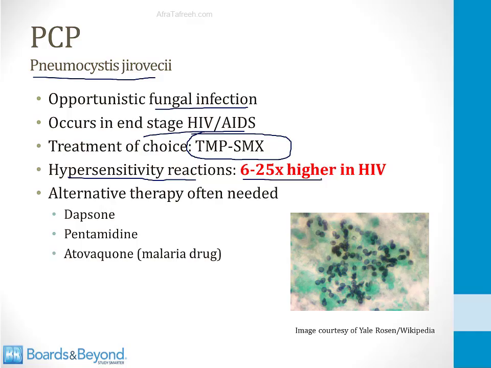For this reason, many patients with HIV who have pneumocystis pneumonia cannot tolerate Bactrim, and alternative therapies have to be used. These drugs include dapsone, which I talked about in this module, also pentamidine, and also atovaquone, which is a malaria drug. So you'll read about these drugs being used for pneumocystis pneumonia, and you'll wonder why there are so many different treatments for pneumocystis pneumonia, and part of the reason is because so many patients with HIV have hypersensitivity reactions to Bactrim. And that concludes our module on sulfonamide antibiotics.